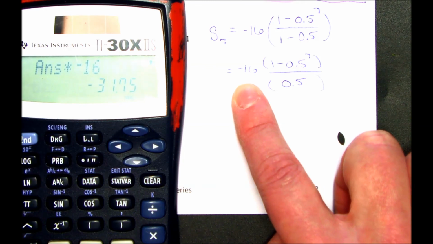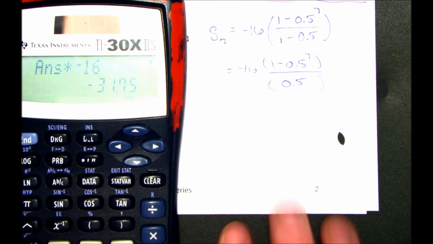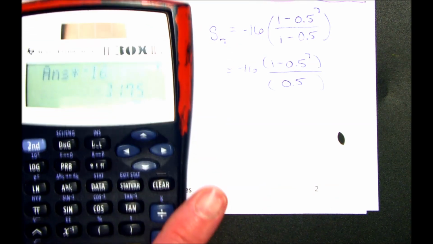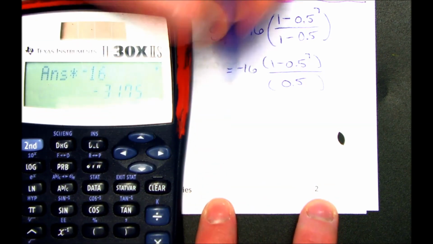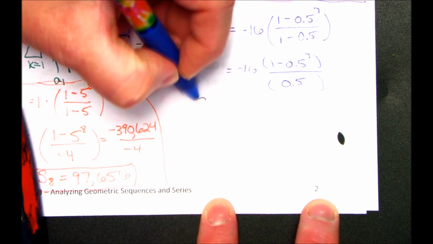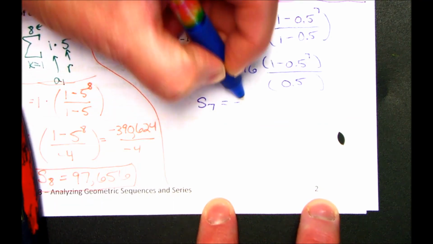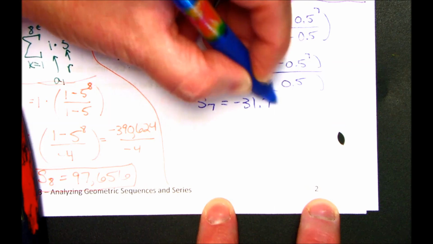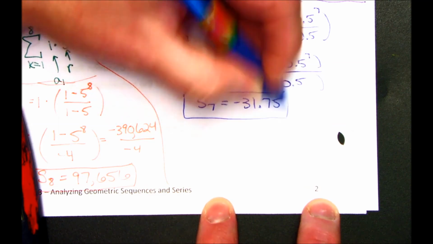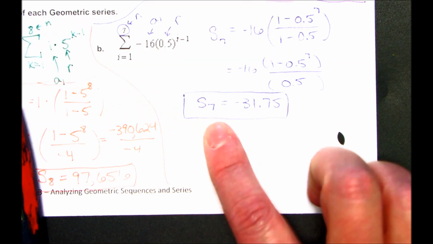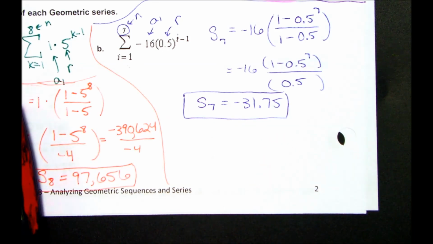That's an easier number to write down. So we want exact values if at all possible. So use your calculator to get exact values. So negative 31.75. So that is the sum of the first 7 numbers of this geometric sequence.